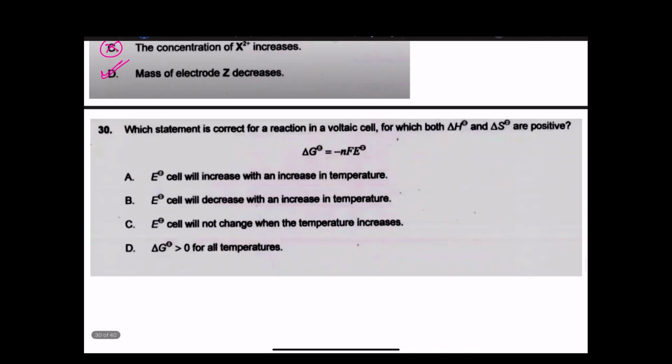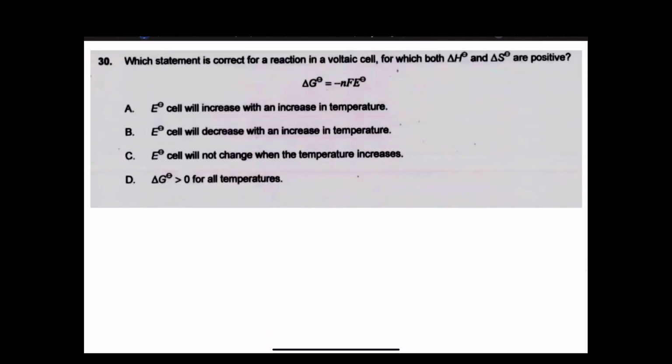Now moving to question 30. Which statement is correct for a reaction in the voltaic cell for which both delta H and delta S are positive? So delta G would be delta H minus T delta S. It will only be spontaneous at higher temperatures, when the T delta S term is bigger than delta H. At high temperatures.